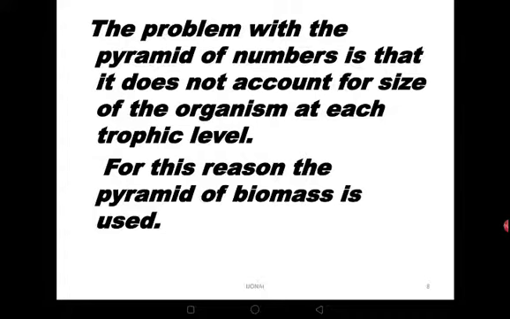So having looked at pyramid of numbers, my dear students, I hope you have now had a clue. You now know what a pyramid of numbers means. We are considering numbers of different organisms at different trophic levels, and then you plot them to form a pyramid.